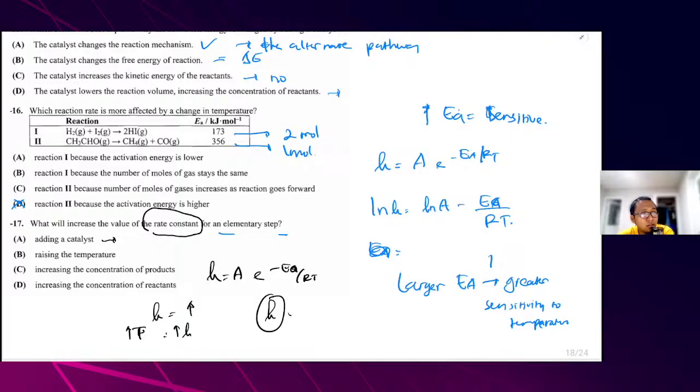Both catalyst and temperature affect K. Increasing the concentration of product, nope. Increasing the concentration, nope. There is no relation. However, the most direct and universal factor is only one. What is it? T, which is temperature, to increase K.